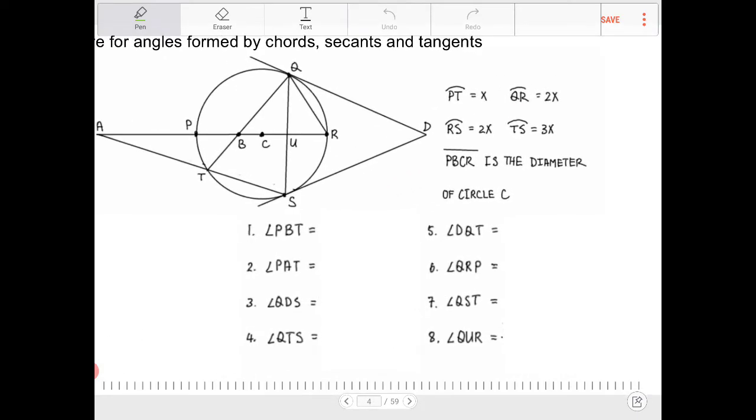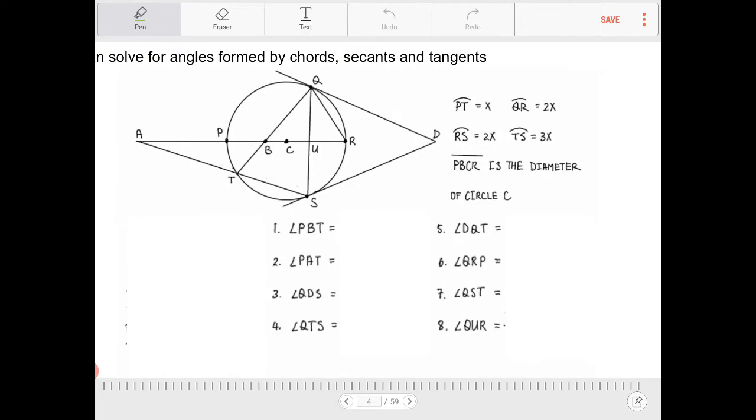All right, so again, a very busy problem. I encourage you to pause the video and try to solve this on your own, and then we'll regroup. Hopefully you had some time to think about this, so let's take a look. I know that PT is equal to X, so arc PT is equal to X. Arc QR is equal to 2X.